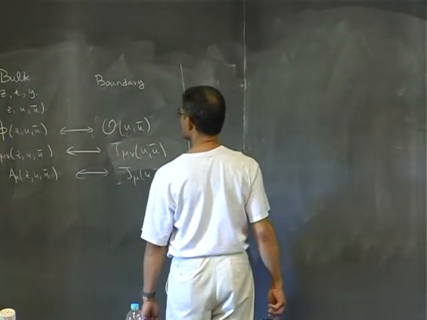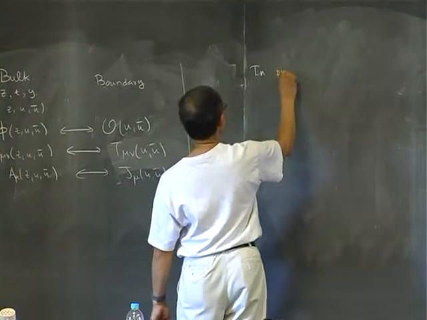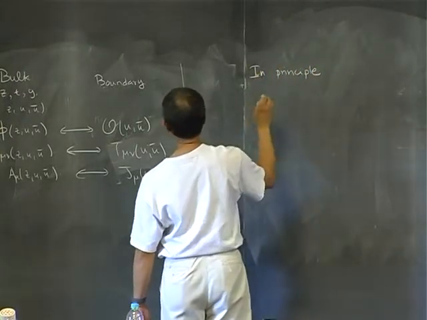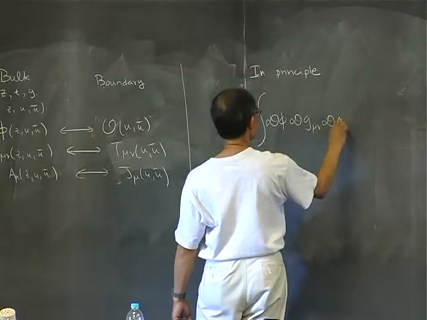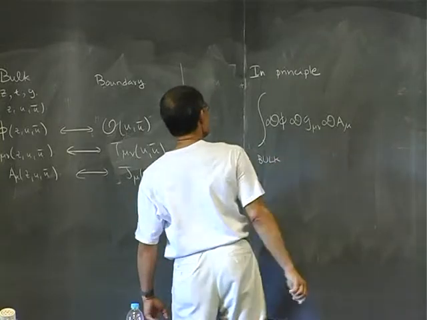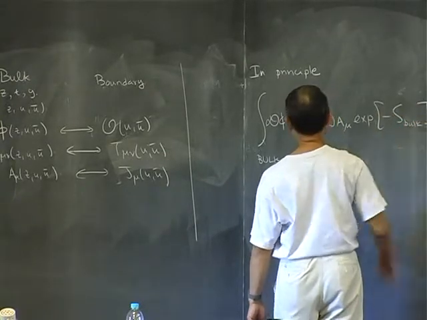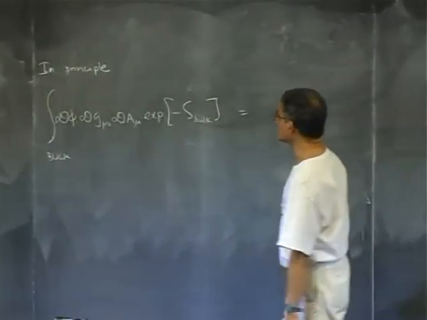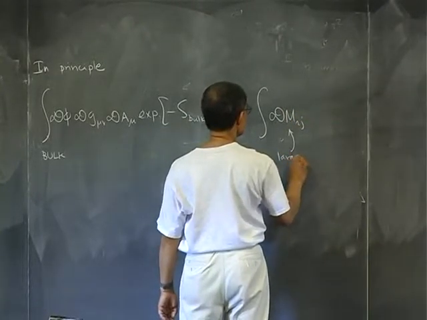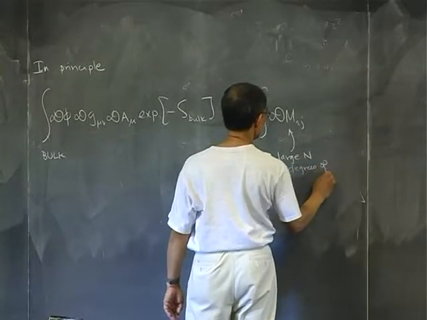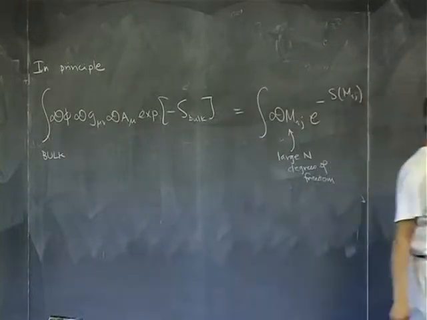What you are supposed to do is to calculate the path integral. In principle, you are supposed to calculate the path integral over all these fields, d phi, dg mu nu, dA mu. This is the bulk path integral, exponential of some bulk action, and the claim is this is equivalent to some degrees of freedom which I will generically write as some large N degrees of freedom with some action, typically for example a matrix model you can have.